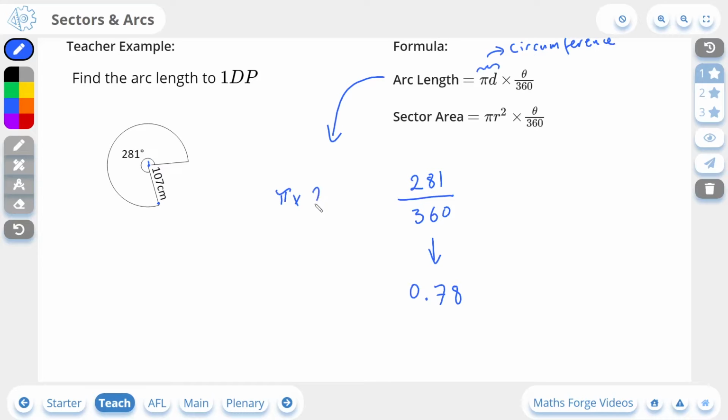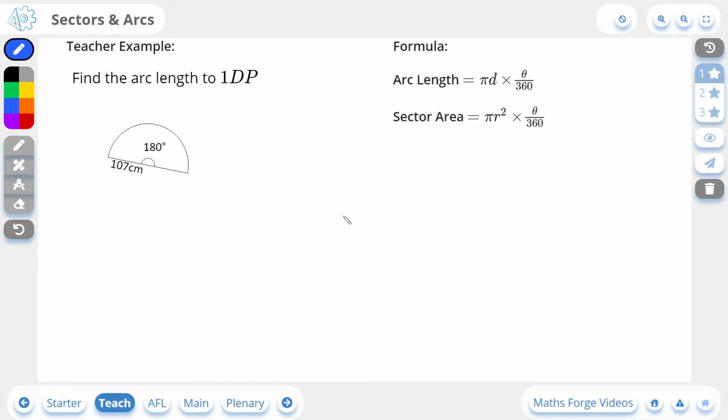This gives us 214. And so now we have the formula for the arc length, which is pi times d, so pi times 214, times that angle at the center of the arc over 360. So putting this into our calculators, we end up with the following: 524.8. And since we're calculating a length, it's going to have units of centimeters because the radius has units of centimeters too. And if we check our answer, there it is.